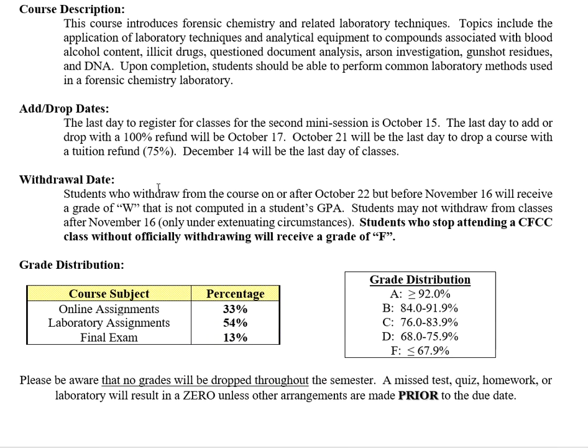If I go through and read the course description, it says topics include the application of lab technique and analytical equipment associated with blood alcohol content, illicit drugs, questioned document analysis, arson investigation, gunshot residues, and DNA. All right? The reason that we have picked these individual topics is because the North Carolina State Crime Lab has provided us statistics on the most common lab procedures that they complete on a daily basis. And these are it, folks. This is what they're doing in real life at a real crime lab within our own state.